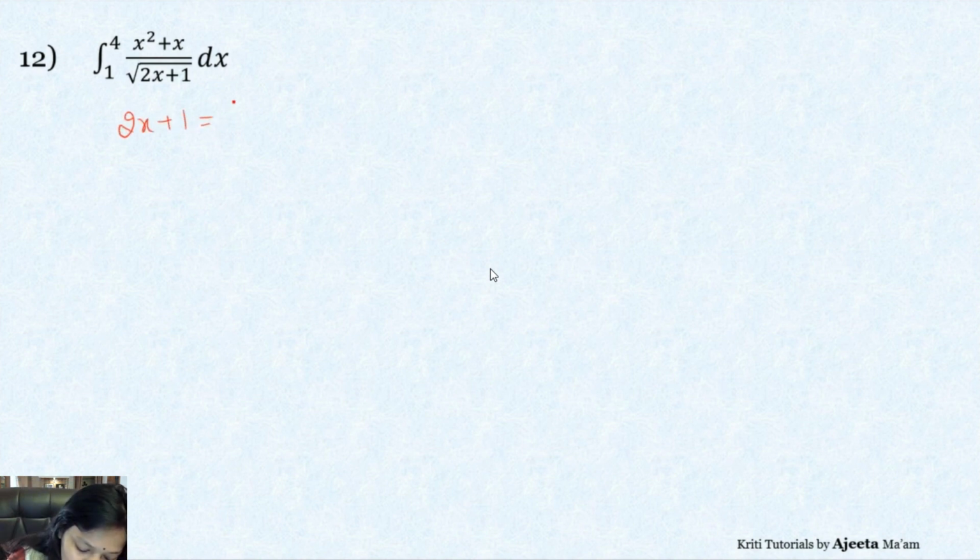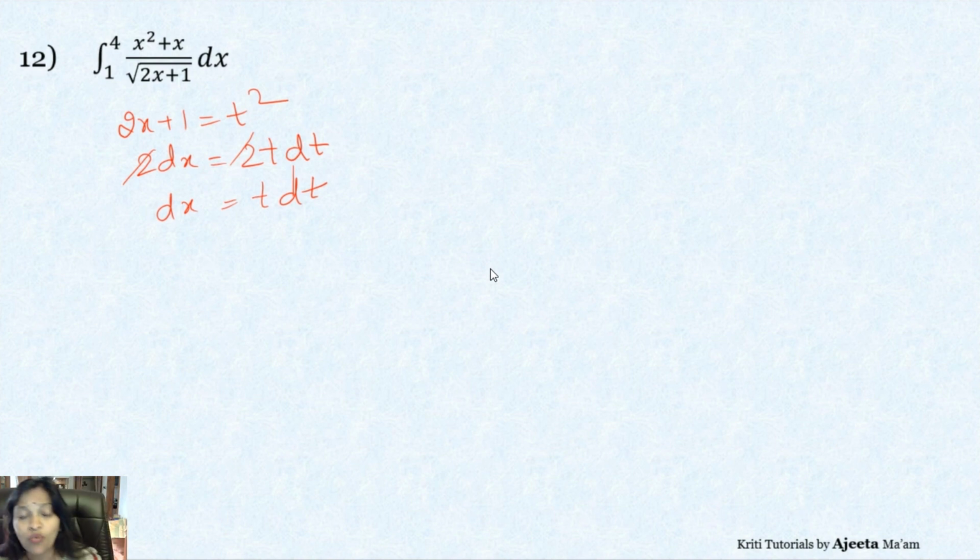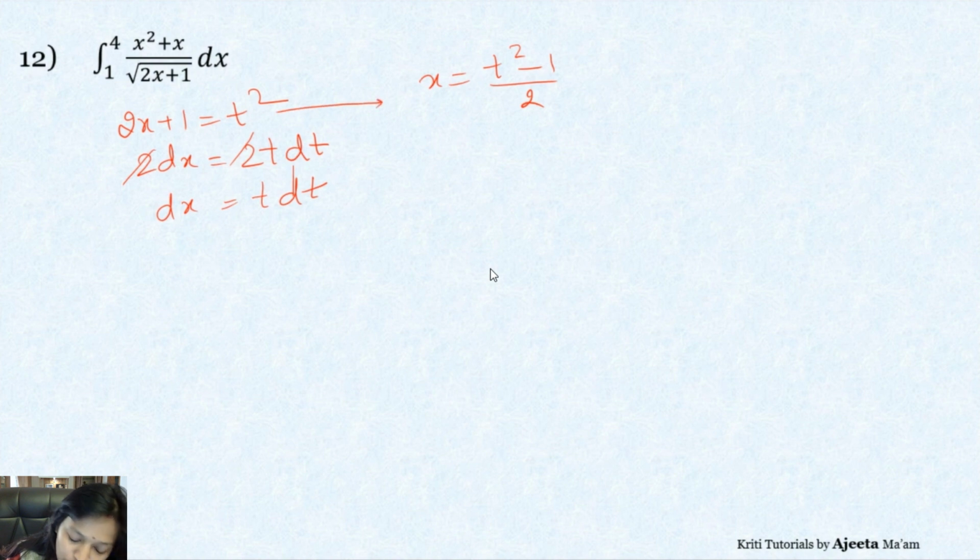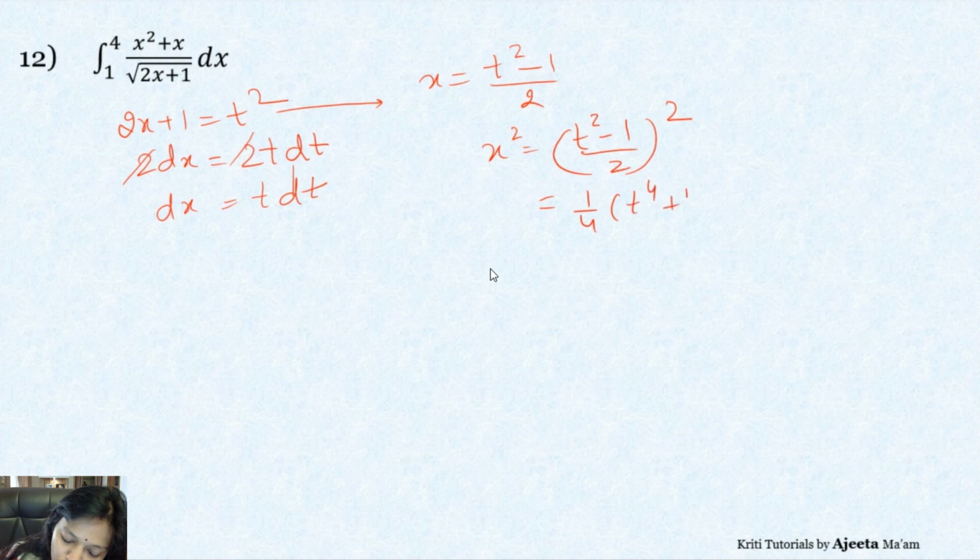Now let's do it how? So if we take 2x plus 1 as t square, just to remove the root. So 2 dx will become 2t dt, right? So this is what we get. So dx ka value we can easily get, 2 gets cut. So t dt. Now what about x square and x? What will you do with them? Now for those also we'll find the value. So for x, what will be the value? T square minus 1 upon 2, right? Using the substitution. So what will be the value for x square? X square will be t square minus 1 upon 2 whole square, which will be 1 upon 4 t raised to 4 plus 1 minus 2t square.